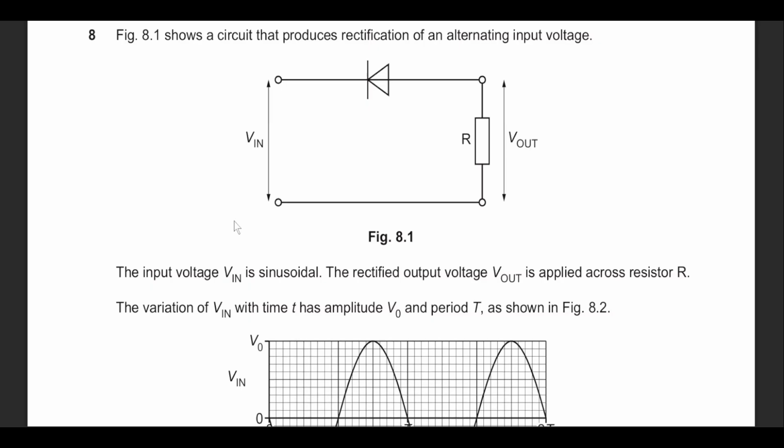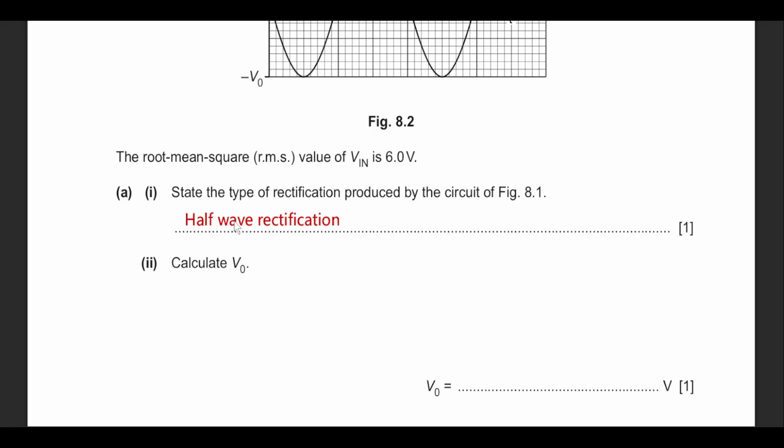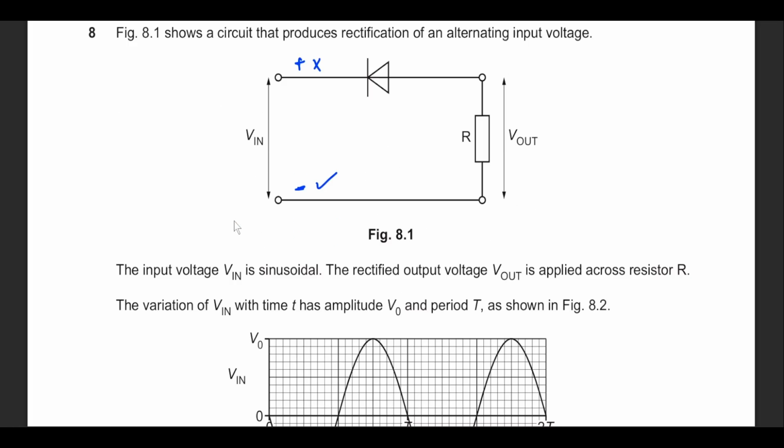A good question in that sense. V out, V in is this. The positive will be blocked, the negative will be allowed to flow, as you can see in the circuit too. Rectification is half wave. Why? Because there's only one diode.